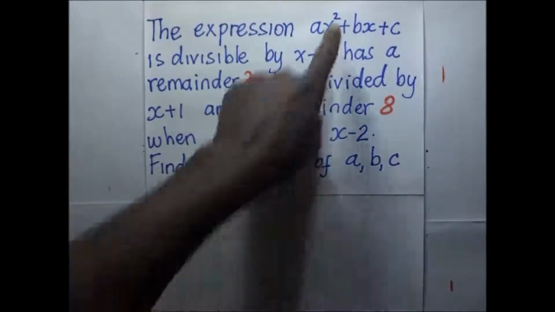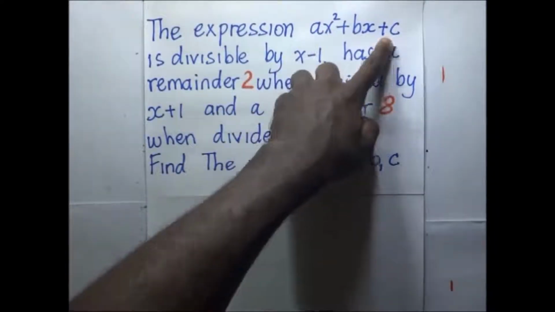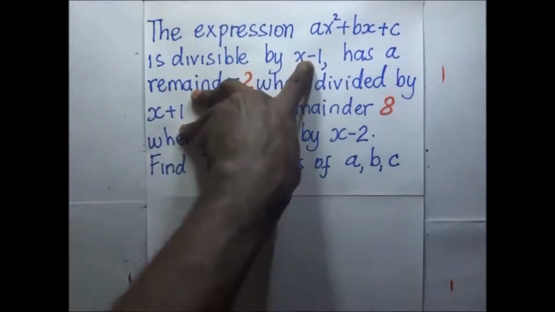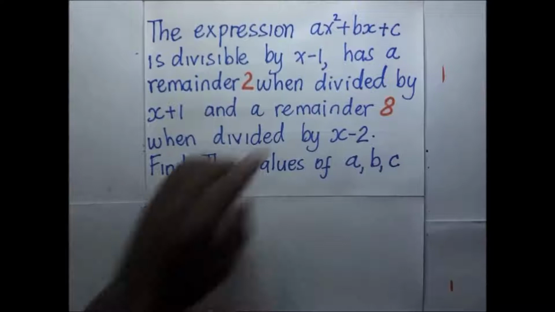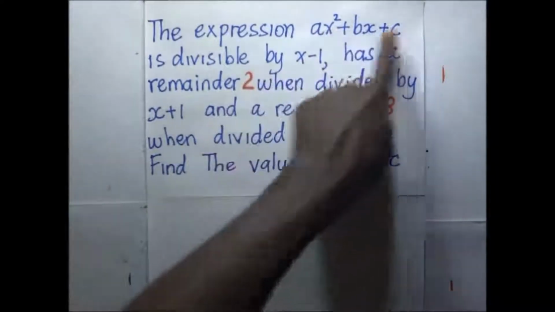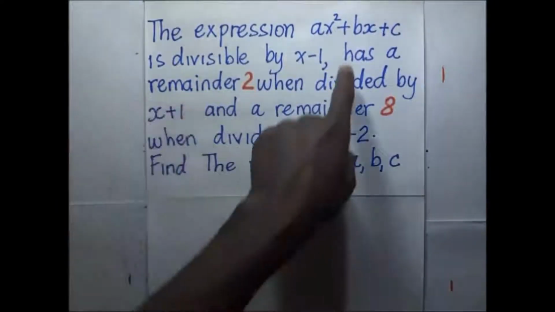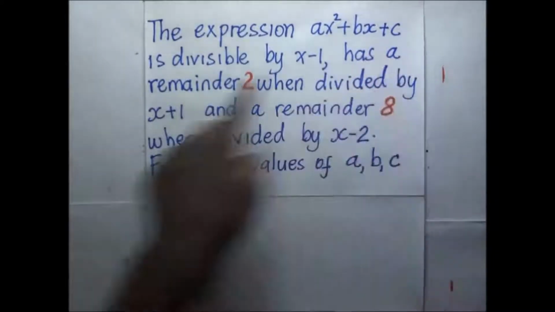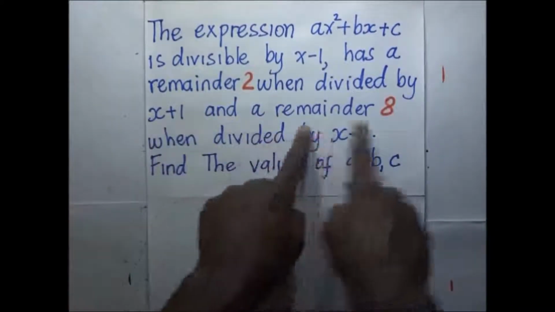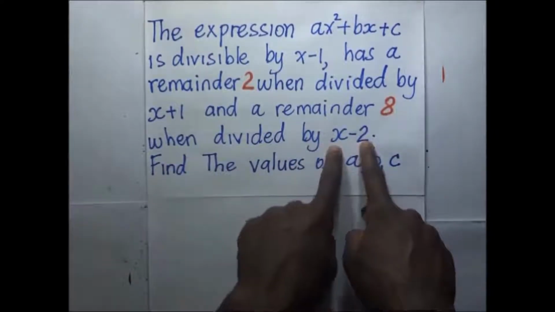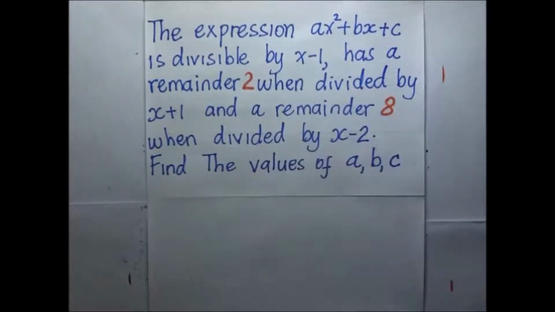Now the expression ax squared plus bx plus c is divisible by x minus 1. So if it is divisible by x minus 1, it means that when we substitute for the value of x in this expression, we are supposed to get 0. Then it continues to say that it has a remainder 2 when it's divided by x plus 1, and it has a remainder 8 when it's divided by x minus 2. So we find the values of a, b, and c.